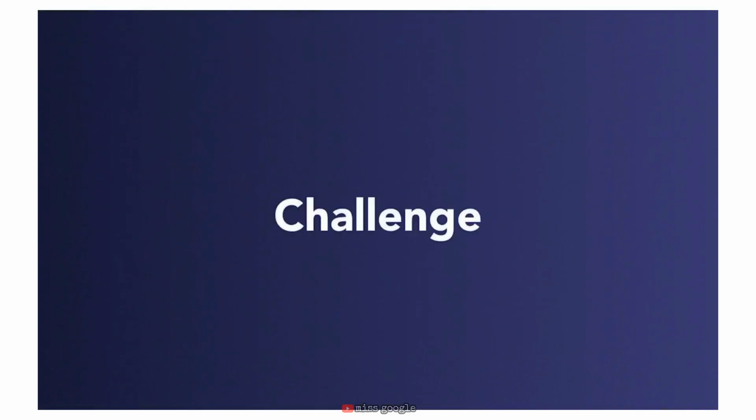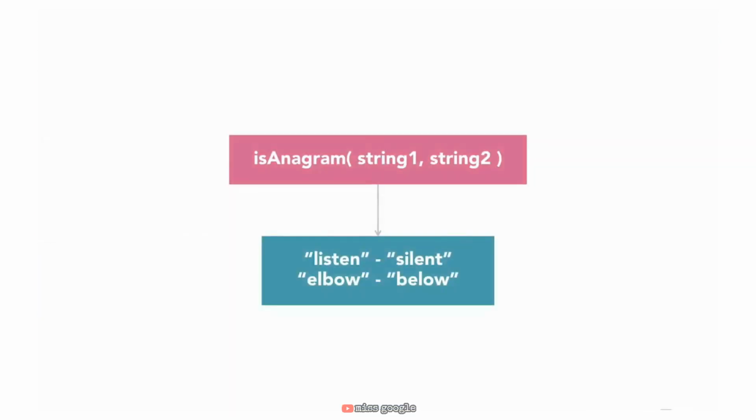So here's the task. You're going to write a function that accepts 2 strings and tells you whether the 2 strings are anagrams of each other. An anagram is when you have 2 strings that have the exact same letters in them in the exact same quantities, but in a different order. For example, the words listen and silent, or elbow and below. Simple enough, right? Here are a few additional clarifications to keep in mind.